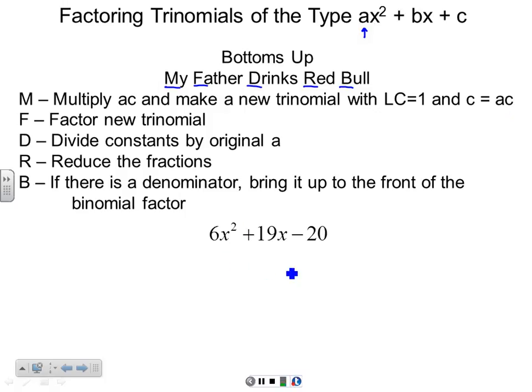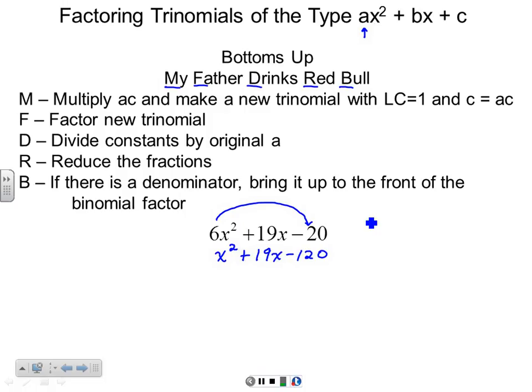So let's look at this problem and try that. So the very first step is to multiply 6 times negative 20. So what we're going to do is we're going to have a new trinomial where your leading coefficient is 1, because we're taking the 6 times the negative 20. And you're going to get negative 120. So the multiplication is taken care of.